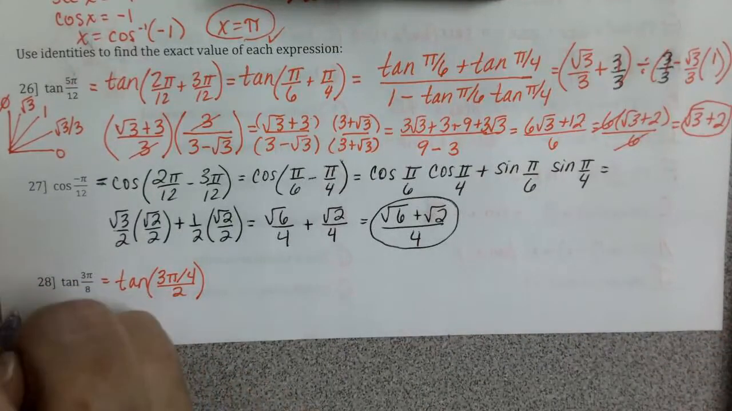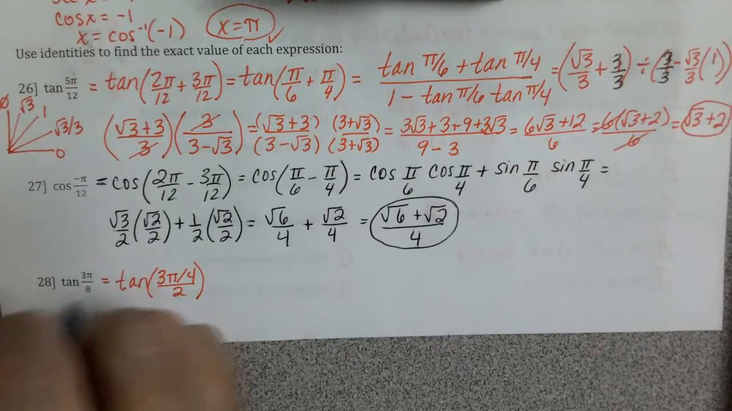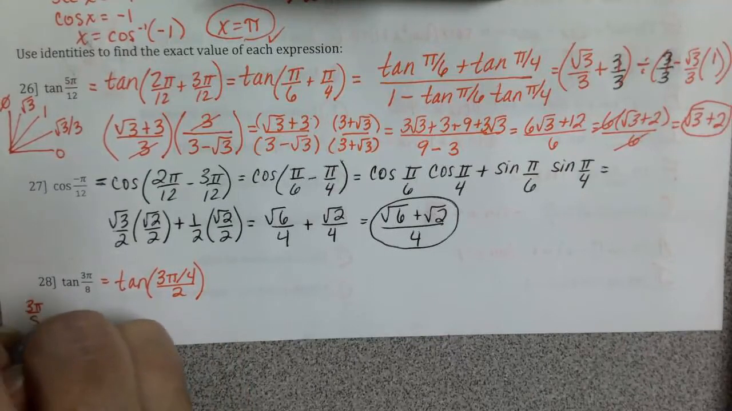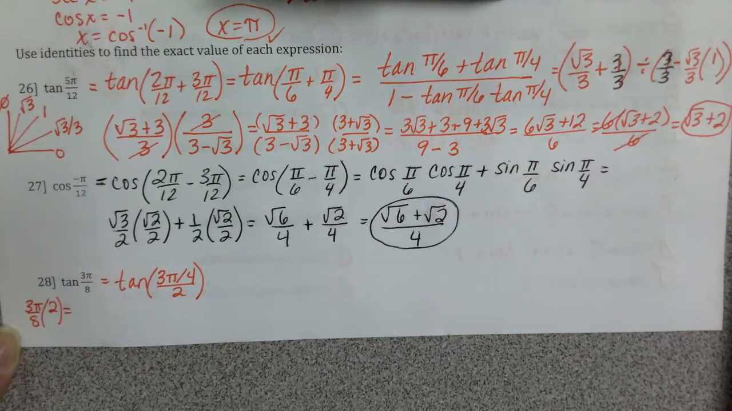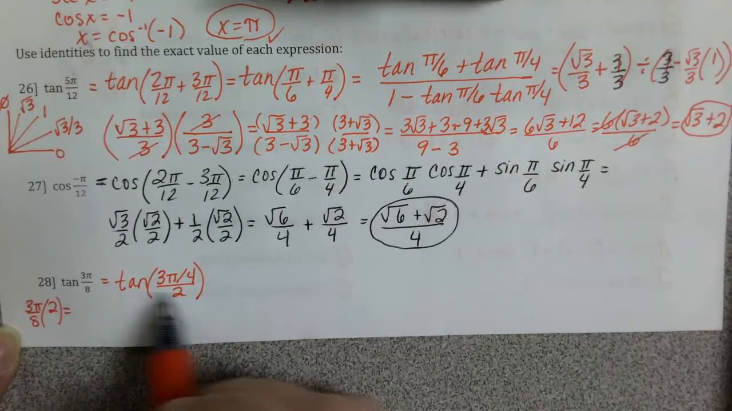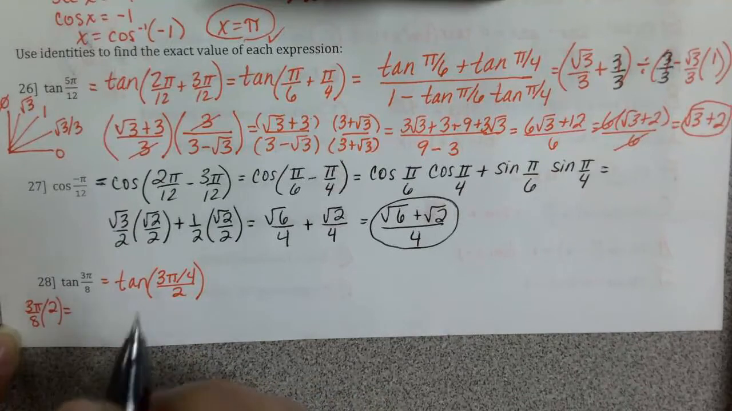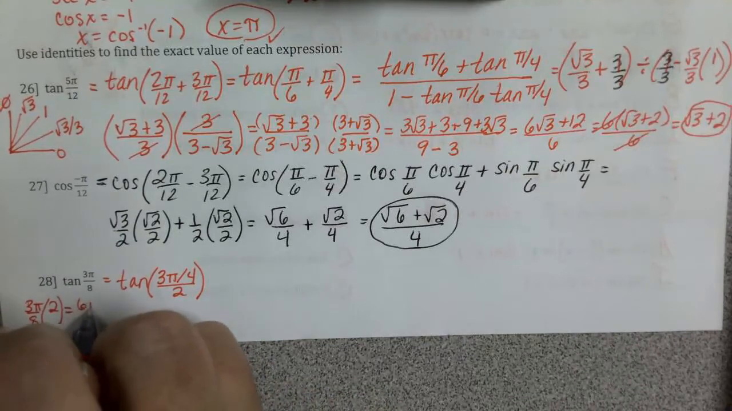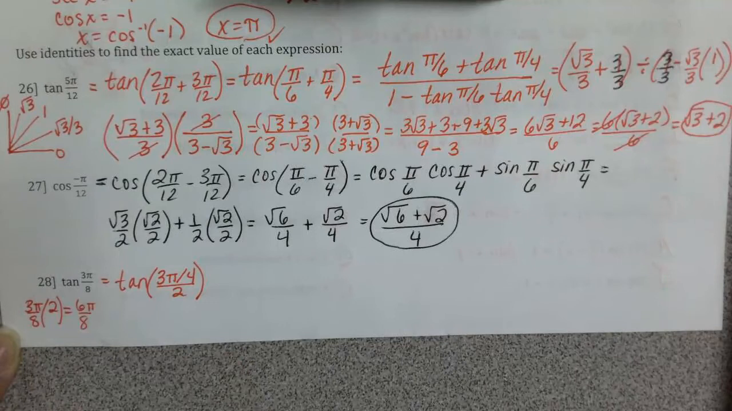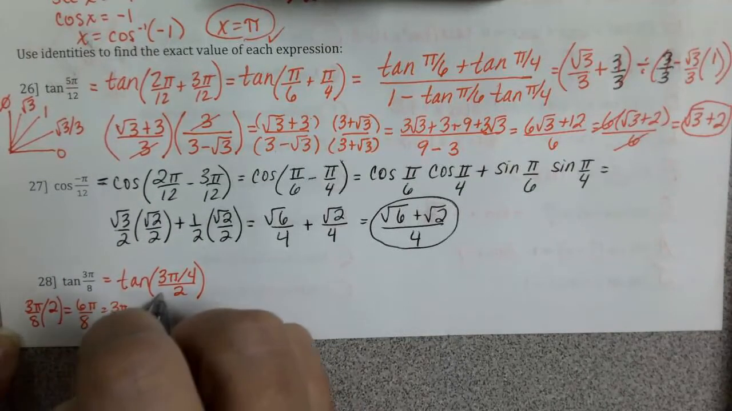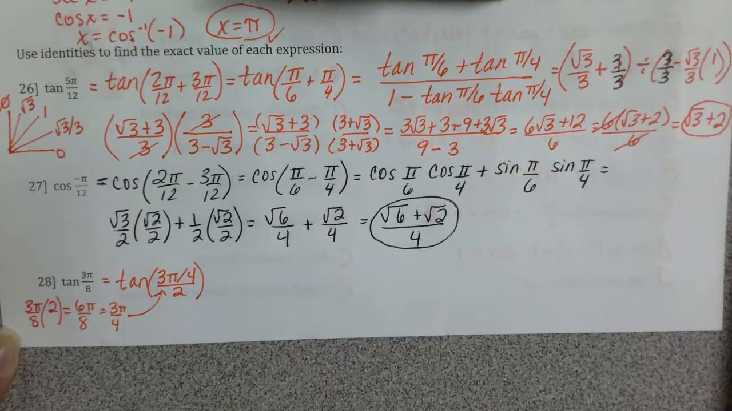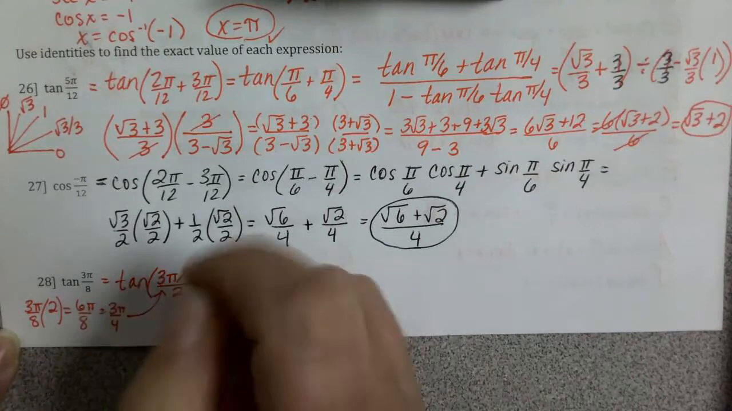So maybe I should write it out. To get the 3 pi over 8, I multiplied by 2. So I could use a half angle identity because I'm going to divide by 2 later. So I multiply by 2 first. 3 times 2 is 6 pi over 8, and that reduces to 3 pi over 4. That's where I got the 3 pi over 4 for my half angle identity, and it'll work because 3 pi over 4 is a special angle on the unit circle.